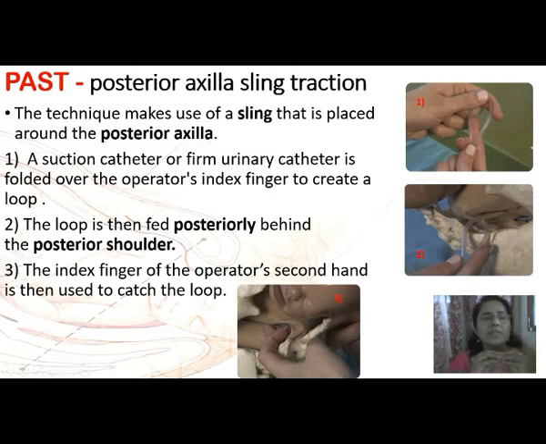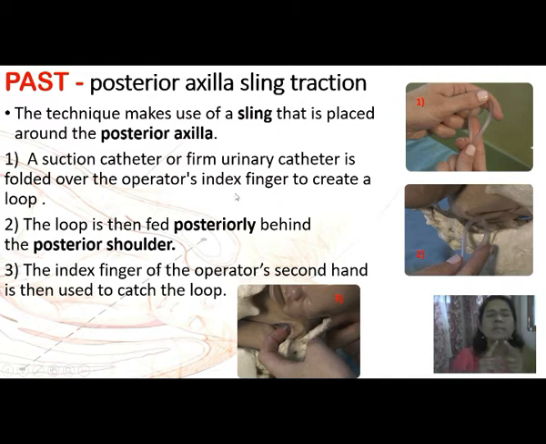The method uses a suction catheter or urinary catheter. Mainly a plastic rubber suction catheter is used for this PAST, the posterior axillary sling traction. So a suction catheter or a firm urinary catheter is folded over the posterior index.